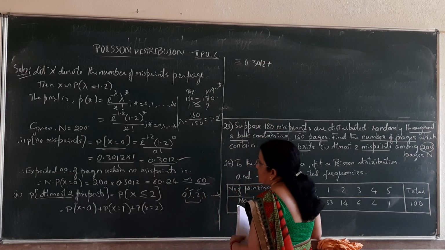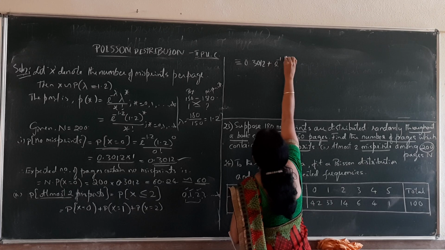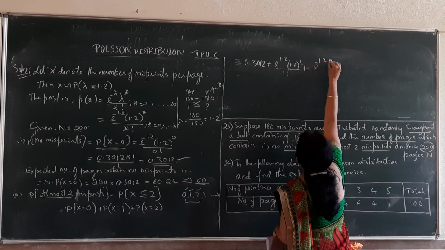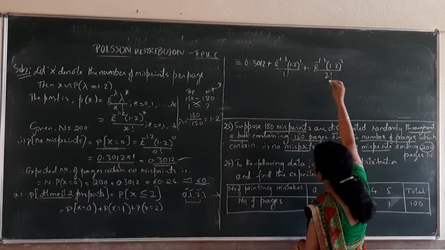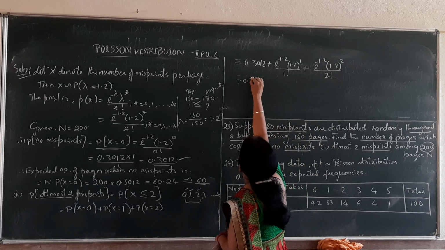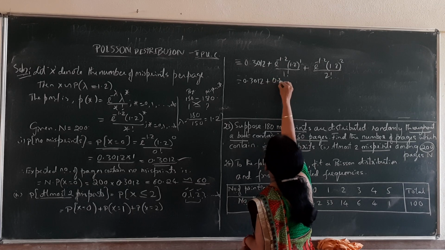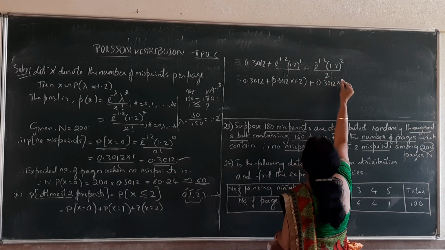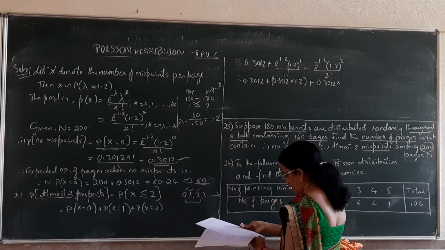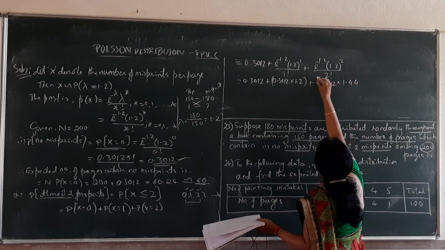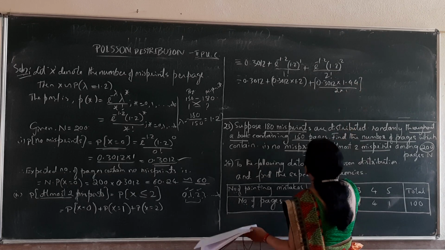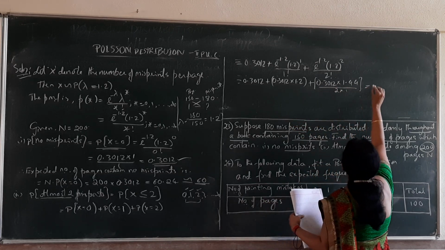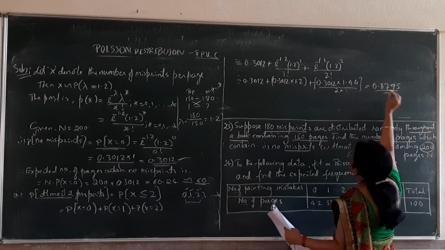Directly I am going to write. Next, P of x is equal to 1. That is e power minus 1.2 into 1.2 power 1 divided by 1 factorial, plus e power minus 1.2 into 1.2 power 2 divided by 2 factorial. Right? Next, which is equal to 0.3012 plus 0.3012 into 1.2, plus 0.3012 into 1.2 square, that is 1.44, divided by 2 factorial, 2 into 1. Right? Now simplify that. Simplify these factors and you will be getting the answer 0.8795. Simplify it properly, you will be getting the answer.